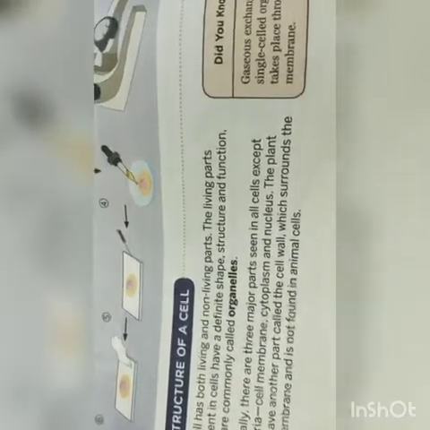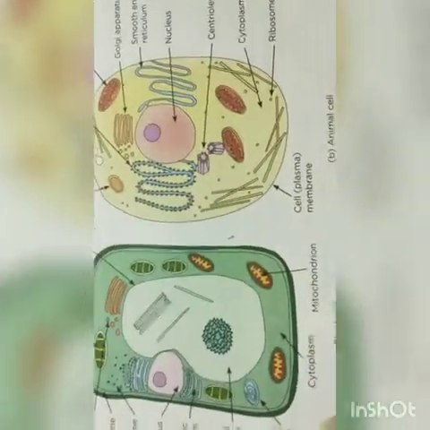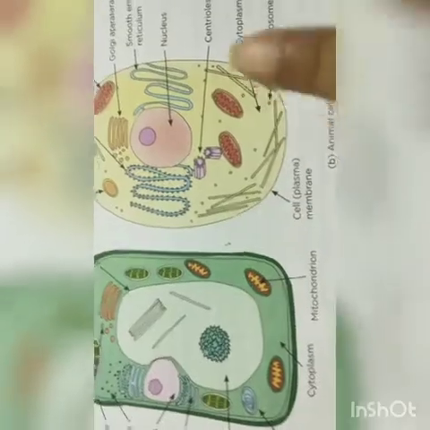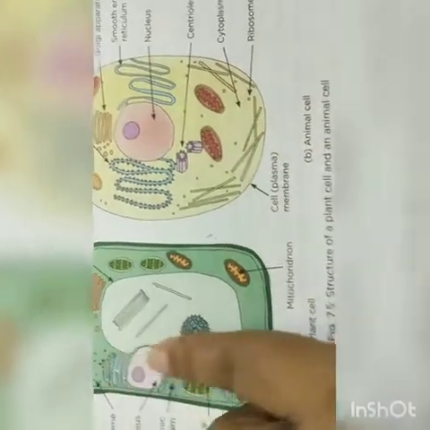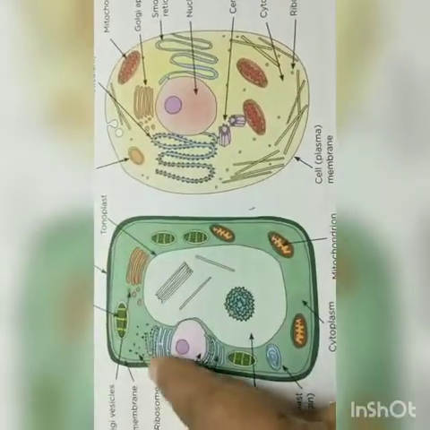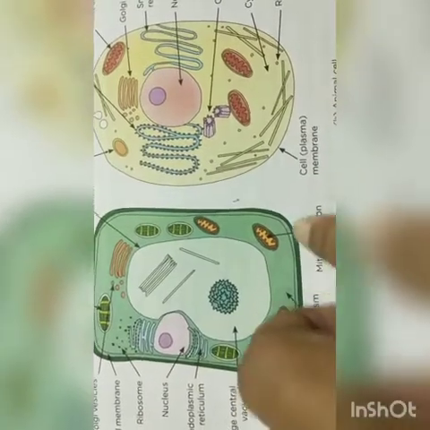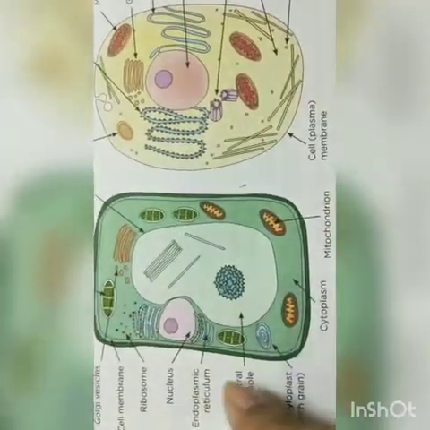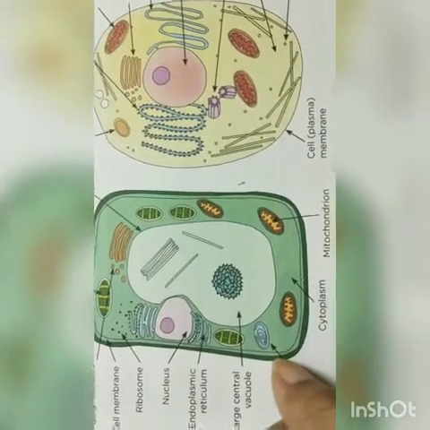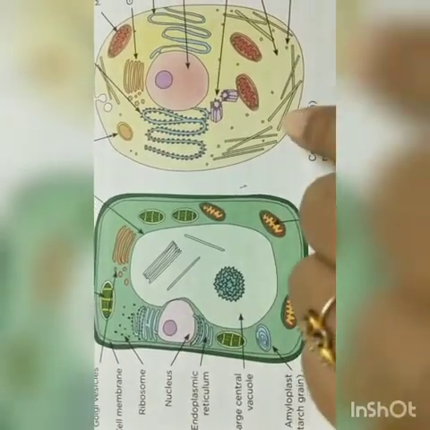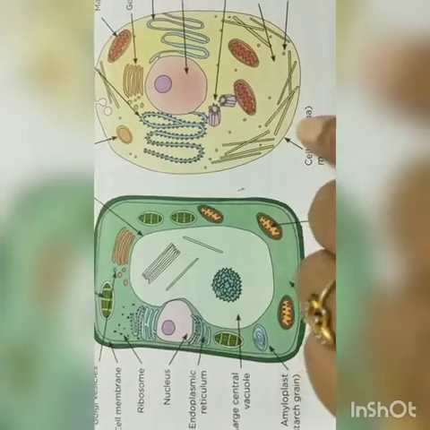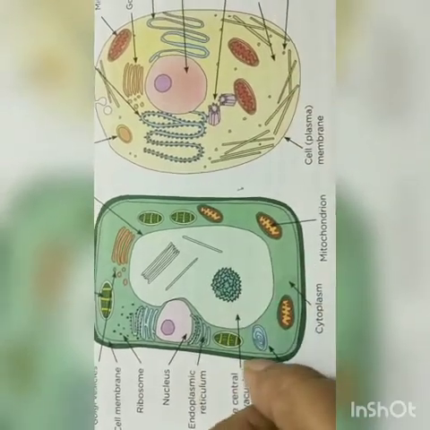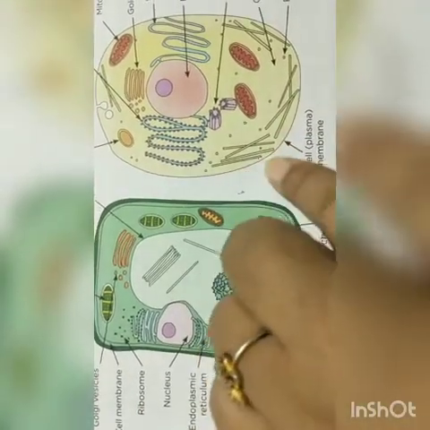Here the structures of both the cells are given. Look at that structure. This is a plant cell and this is an animal cell. In the plant cell, you can see one dark, thick cover, and that dark thick cover is the cell wall. That dark thick cover is absent in the animal cell.